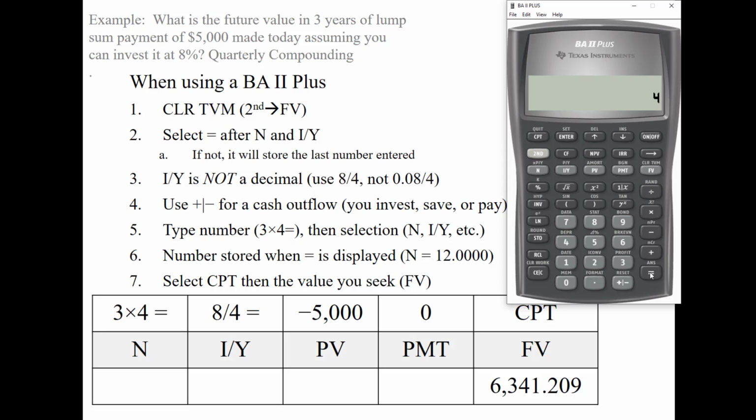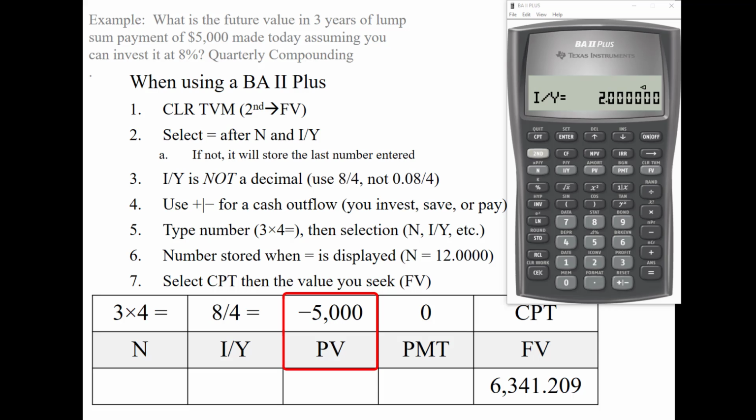And again, if we do not hit the equal sign, what will happen is the calculator will store the last value you entered. So anytime we're making a calculation like this for a periodic term or rate, we need to make sure that we hit the equal sign. If not, it'll store the wrong number. So I'll hit equals and then IY.